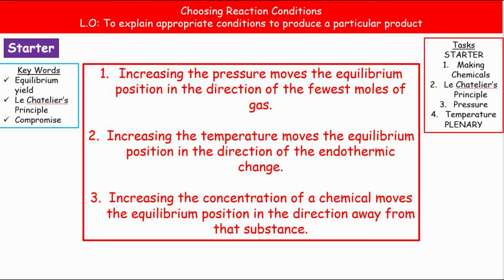Let's double check our answers then. So for question 1, increasing the pressure moves the equilibrium position in the direction of the fewest moles of gas. So give yourself a mark if you got that right. Question 2 about our temperature. Increasing the temperature moves the equilibrium position in the direction of the endothermic change. Tick for that one. And finally, question 3, increasing the concentration of a chemical moves the equilibrium position in the direction away from that substance.